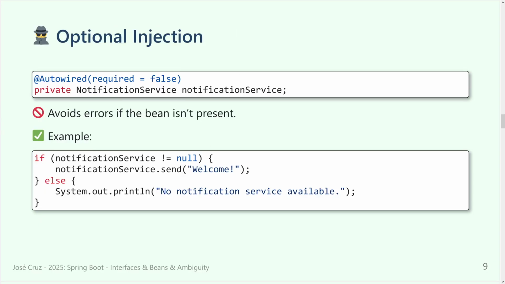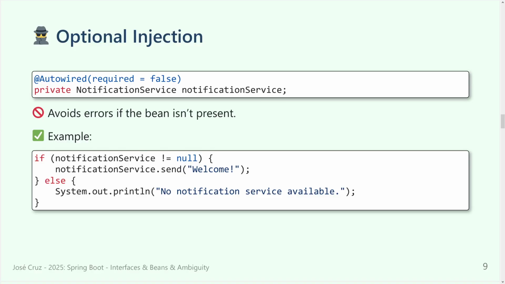So, strategies to avoid ambiguity. One is the optional injection, meaning that in the autowire, if you put required false, it means, okay, if there is a bean available, great. If it's not, just put null there. And it avoids errors if the bean isn't present.